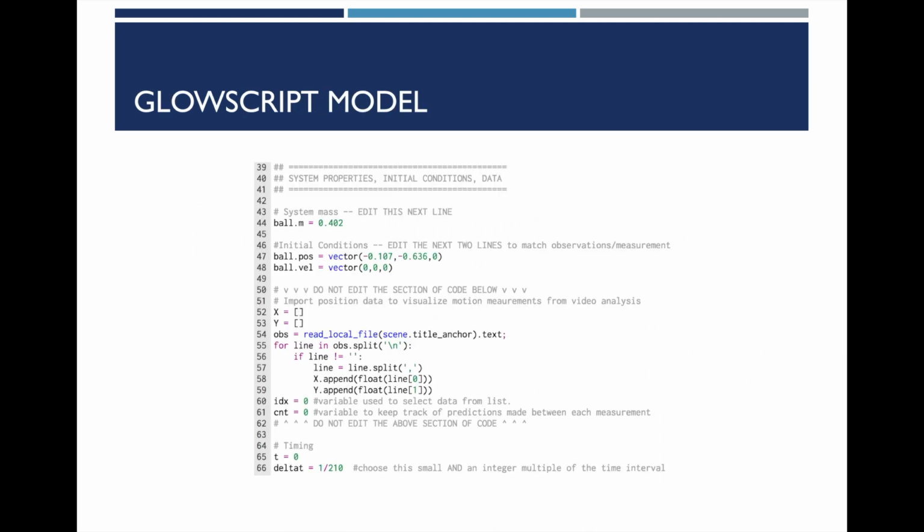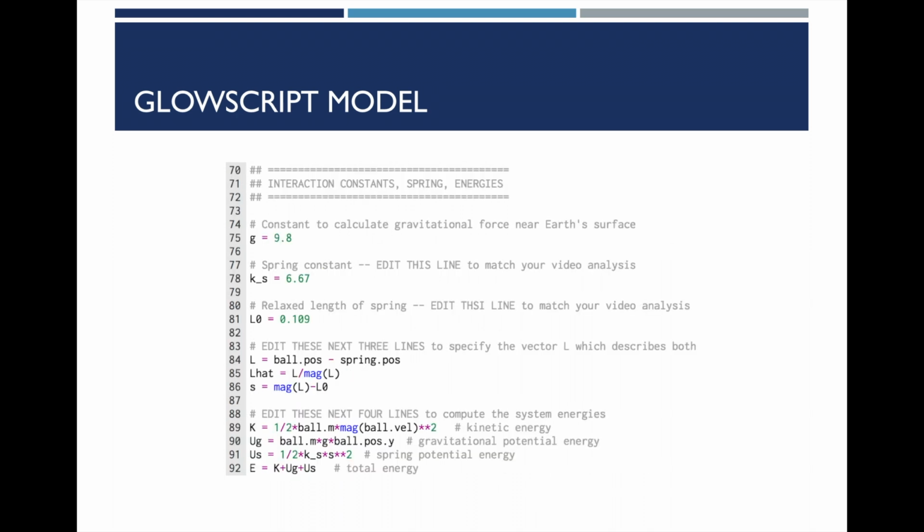Now we can take all this information and plug it into our code. The mass, initial position, and initial velocity indicated in the observed data are put in the code, and delta t is set to be relatively small. Then the gravitational constant, spring constant, and relaxed length of the spring, all calculated earlier, are put into the code as well. Then the updated length of the spring needs to be coded. The spring position is subtracted from the mass's position to give L, and then to find the direction of L, or L hat, it's divided by the magnitude. S can be rewritten as the magnitude of L minus the relaxed length.